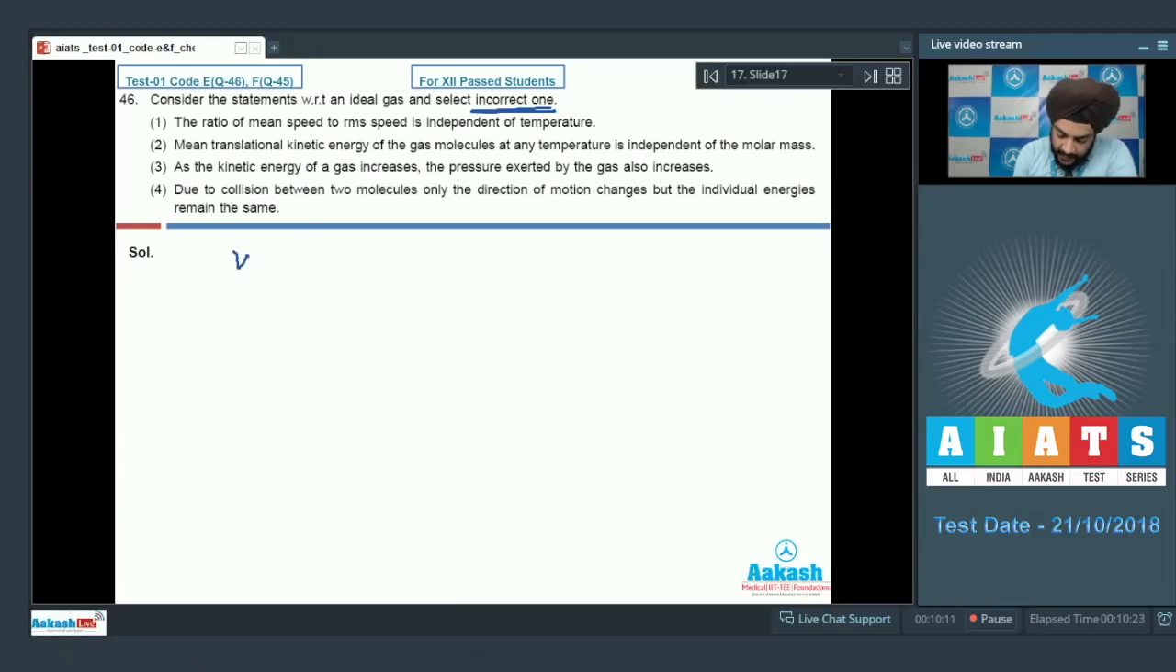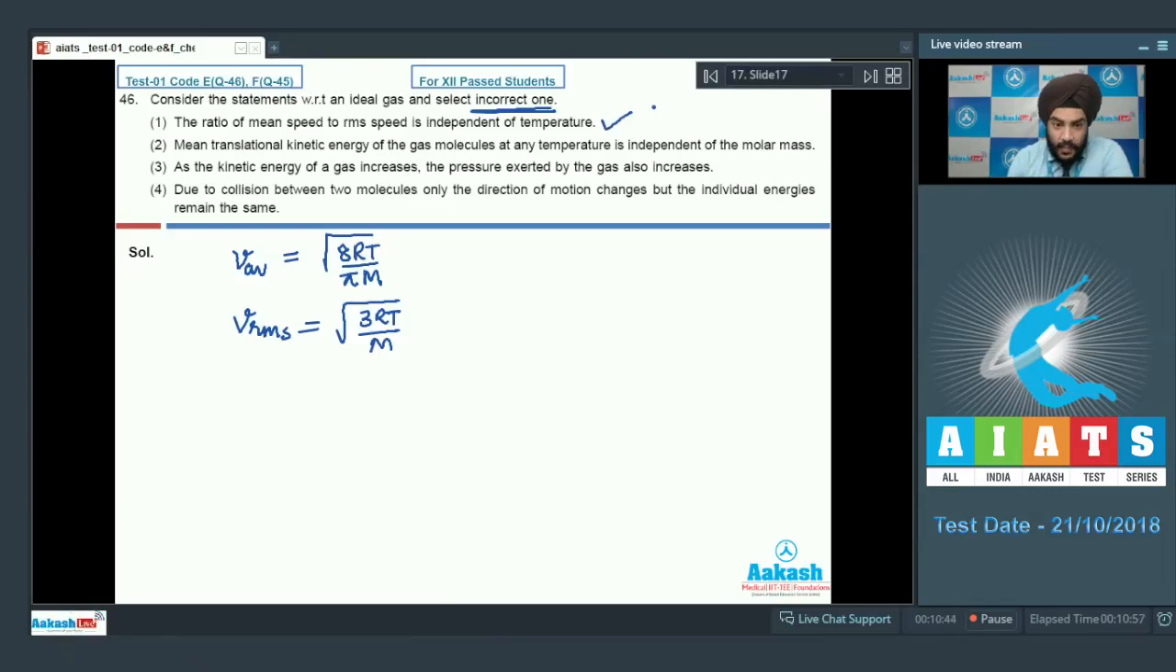Mean speed, which is V average, is given by root of 8RT by pi m, whereas the RMS speed, Vrms, is given by root of 3RT by m. So if we divide these values, we can see that the root T will cancel out. So the first statement is correct.